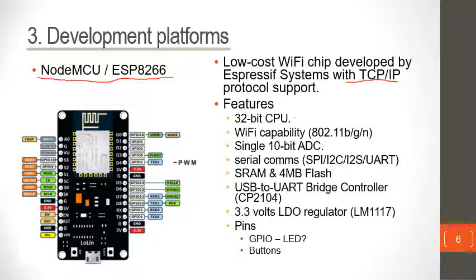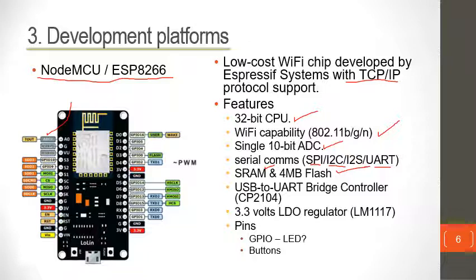It features a 32-bit CPU as well as Wi-Fi capabilities, a single analog to digital converter with 1 port. In this case, the ADC would be located here, which is ADC0, and then it features multiple serial communications protocols, SPI, I2C, as well as UART. And in terms of memory, it has SRAM as well as 4 megabytes of flash.